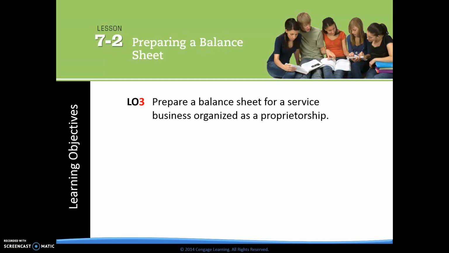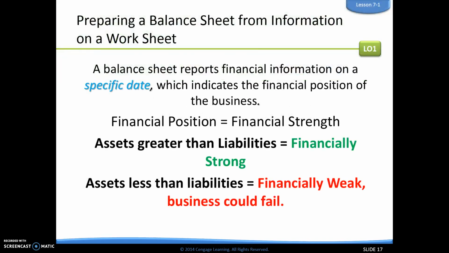Okay, 7-2 is on preparing a balance sheet for a business that is organized as a sole proprietorship. If you remember, we did income statements yesterday. Today is our other financial statement called a balance sheet. A balance sheet reports financial information on a specific date, which means there is no "for the month ended." It's just what the date is.